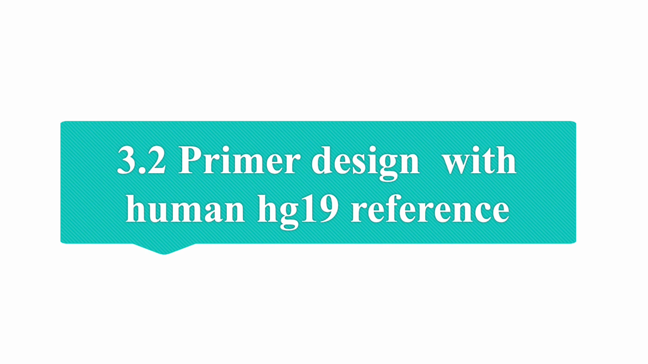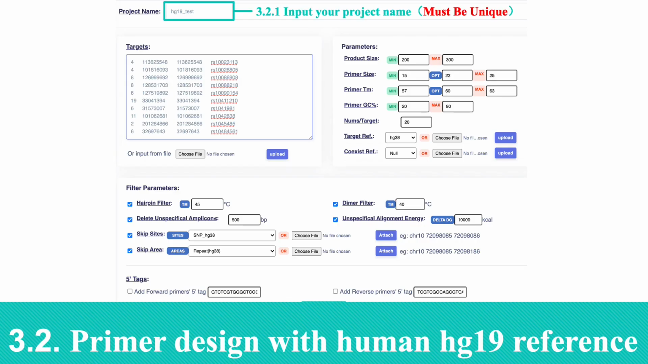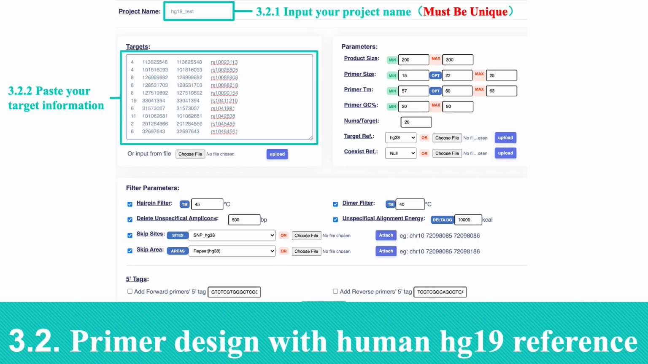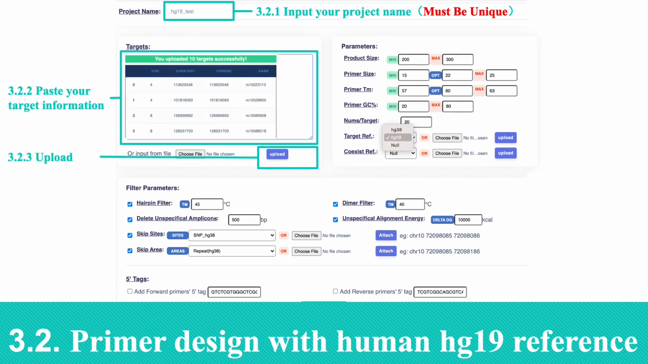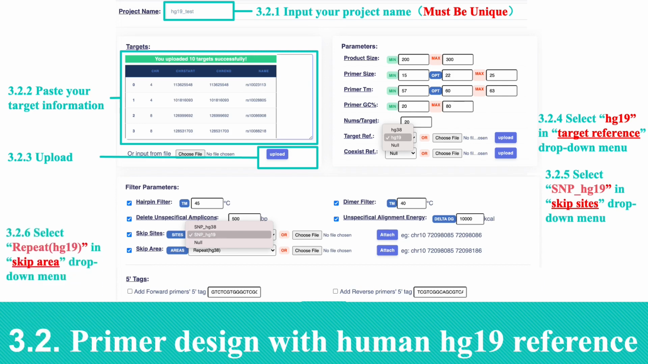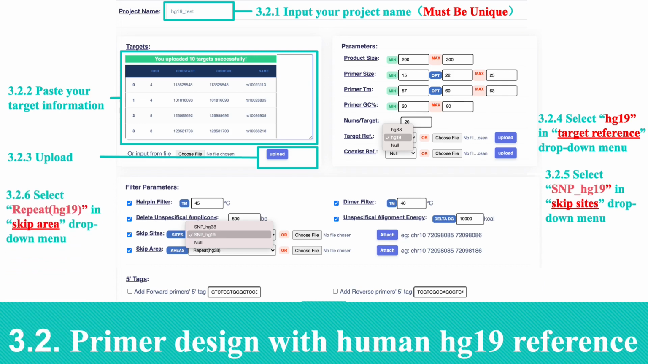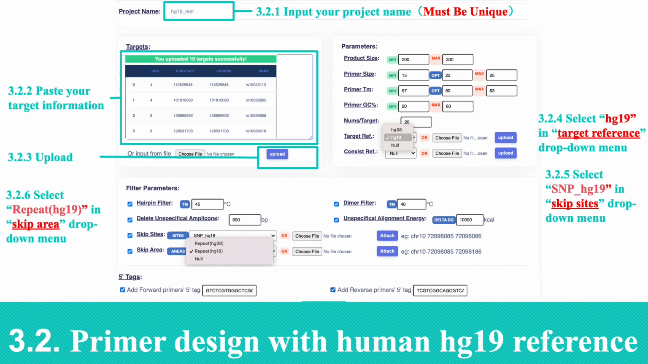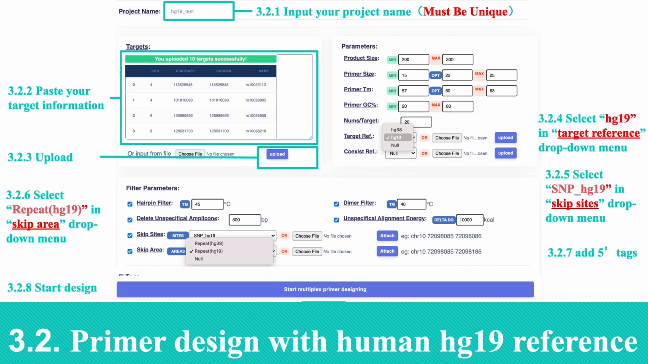Primer design with human HG19 reference. Input your project name, which must be unique, first. Then paste your target information. Upload. Select HG19 in target. Select SNP_HG19 in the skip sites drop-down menu. Select repeat HG19 in the skip area drop-down menu. Add tag of 5' ends. Keep other parameters as default. You can start your primer design.